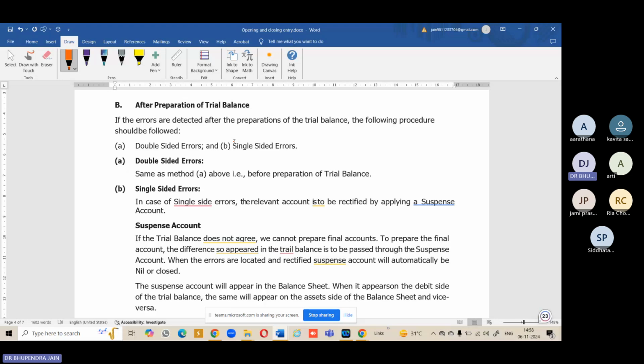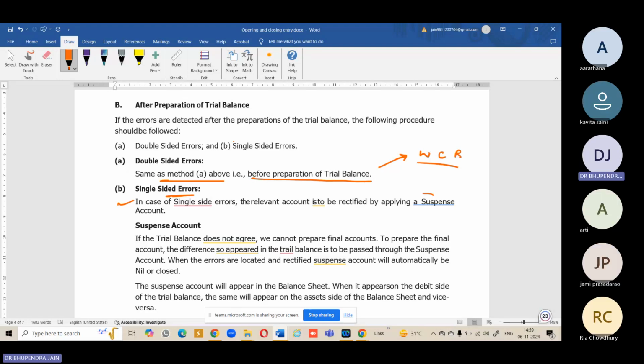Double side method: same method as above, like before preparation of trial balance. That means wrong entry, correct entry, and rectified entry. Clear? Whether the double side error occurs before or after preparing the trial balance, the procedure is the same in both cases. But after preparation of trial balance, if a single side error occurred, then we will transfer such amount to the suspense account.